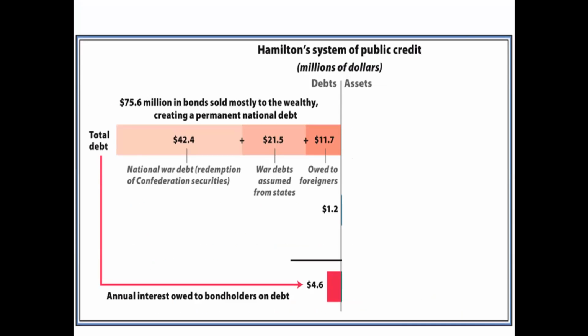So this graph shows us the amount of debt that the United States has. There's $42 million in war debt from the national government, 21 million that were taken from states, and $11 million owed to other countries. So the United States owes a lot of money, and we need to pay for this somehow. We need to pay off our debts.